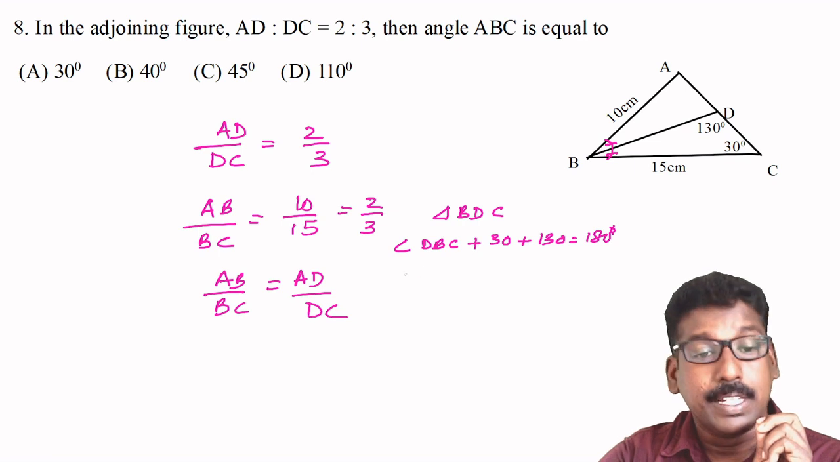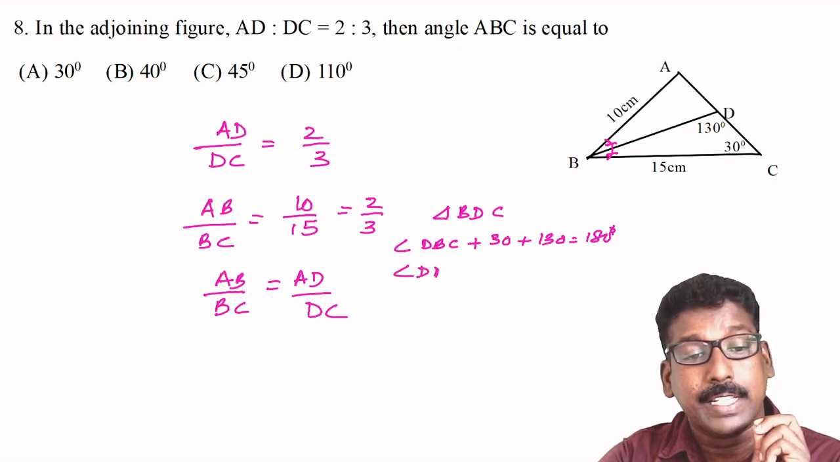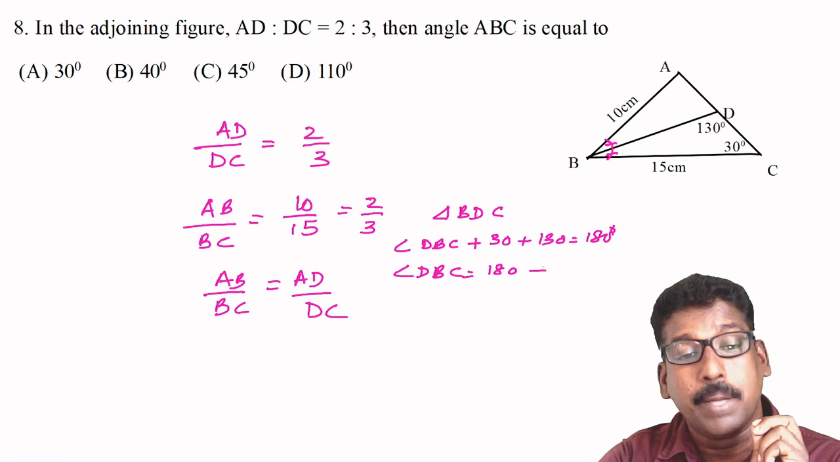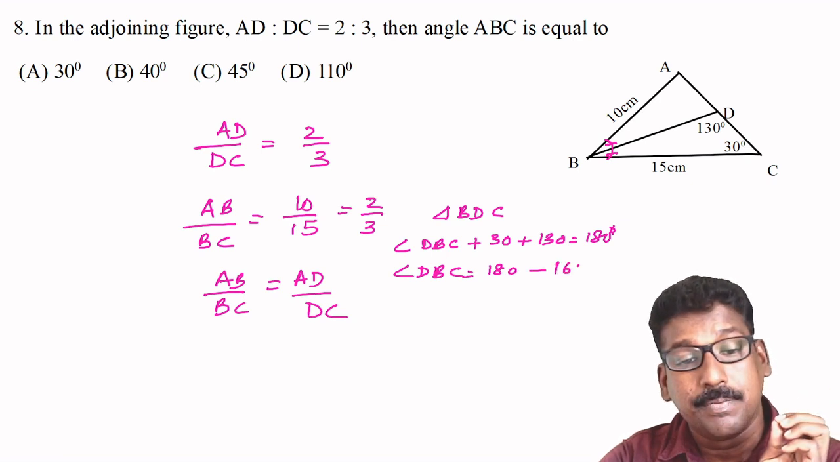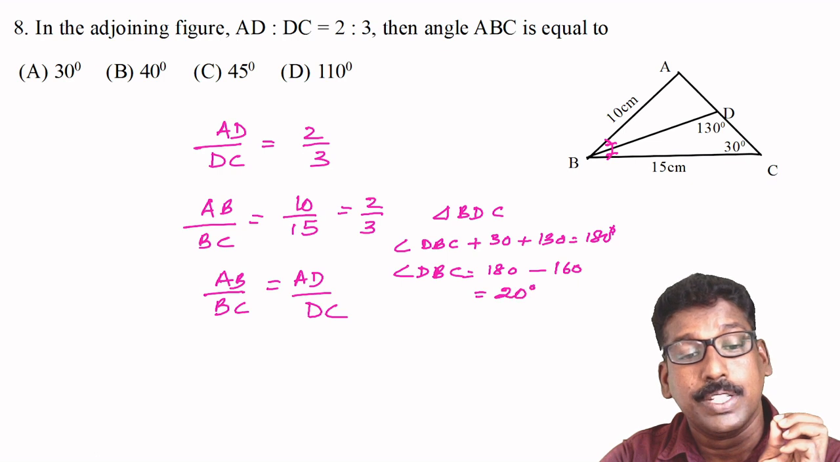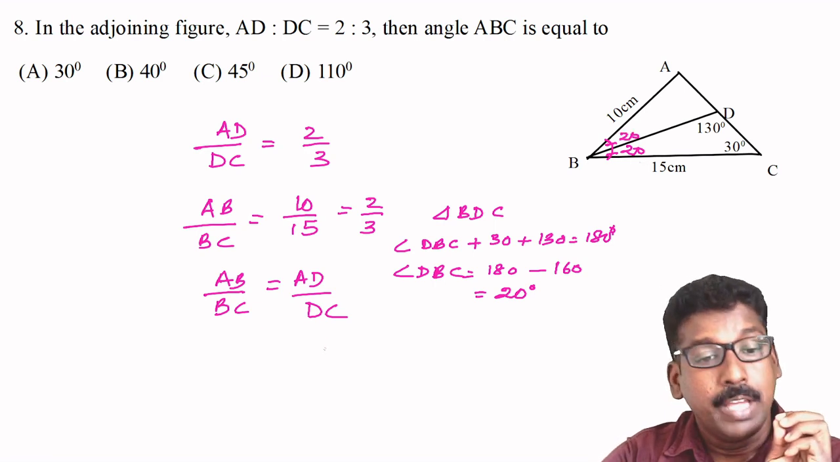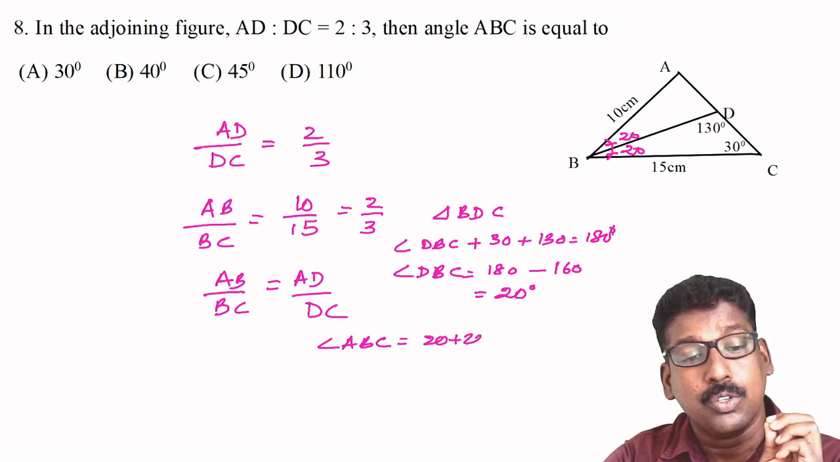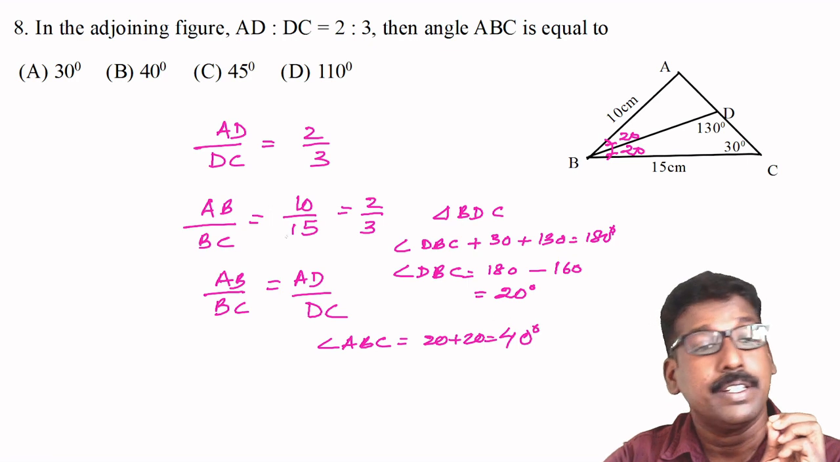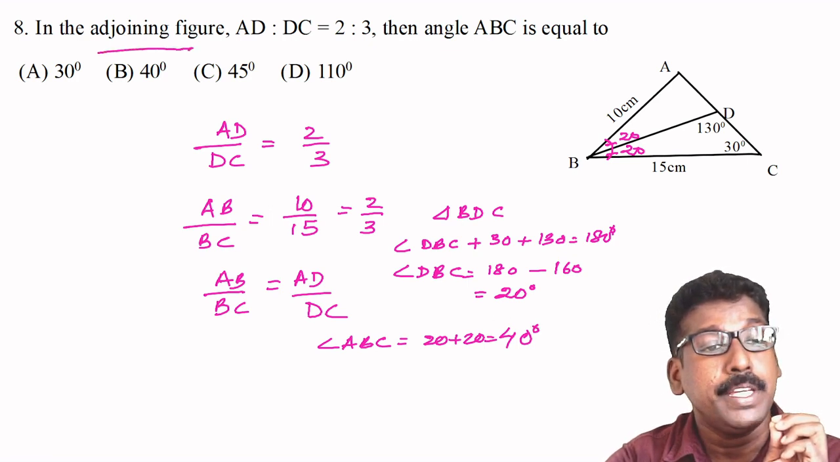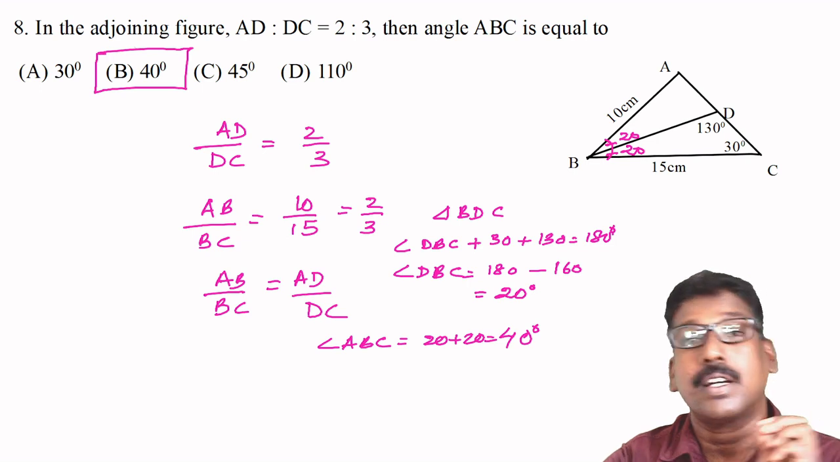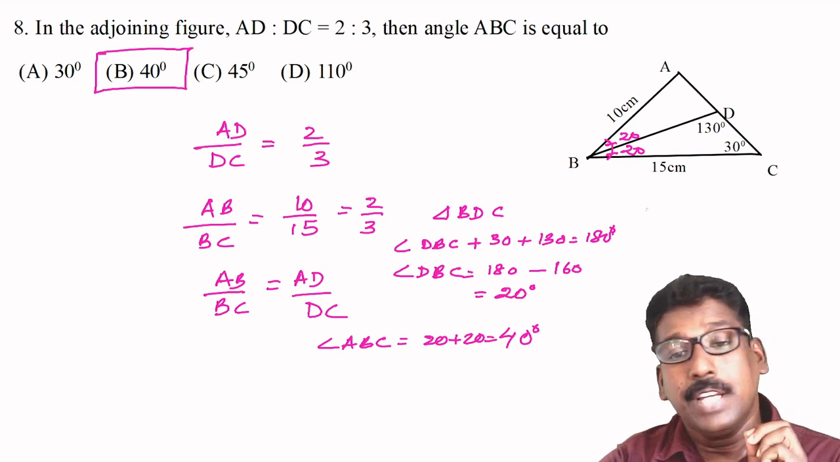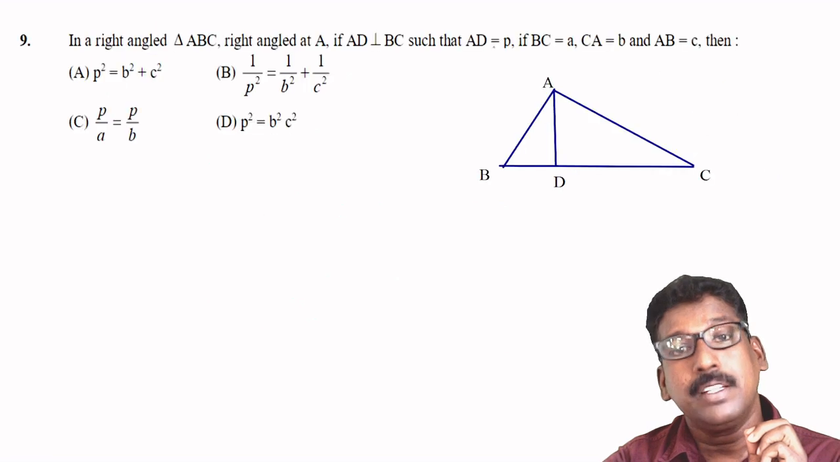That is angle DBC, you will get it as 180 minus 130 plus 30, 160. So it is 20 degree. So if this angle is equal to 20 degree, the other angle also will be 20 degree. So angle ABC, you can write it as 20 plus 20, which is equal to 40 degree. So here also answer B is the correct option. Now look at the question number 9.